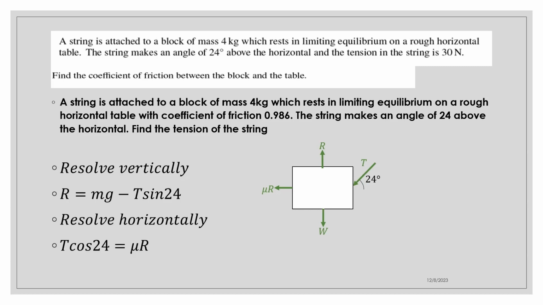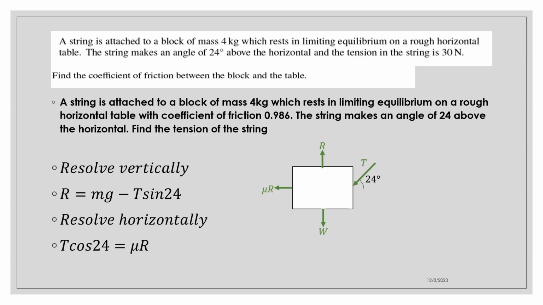A string is attached to a block of mass 4 kilograms, which is fine, we'll know that, resting in limiting equilibrium on a rough horizontal table with coefficient of friction 0.986. The string makes an angle of 24 above the horizontal. Find the tension in the string. So as I said, it's restated to be more like a real life situation.